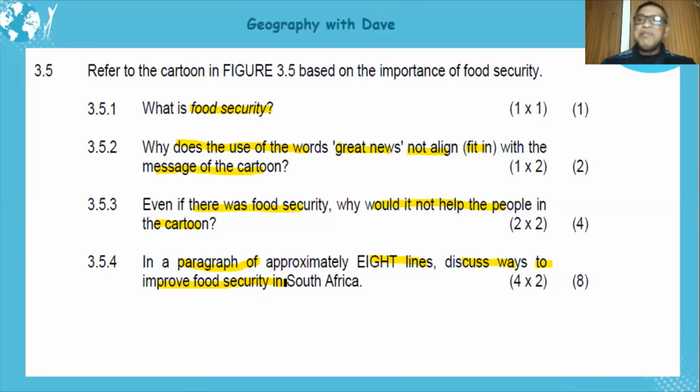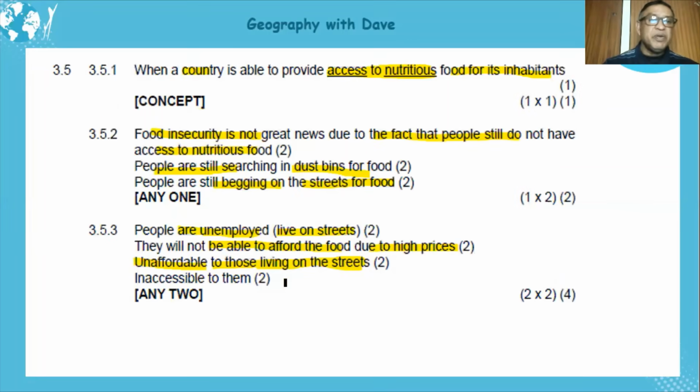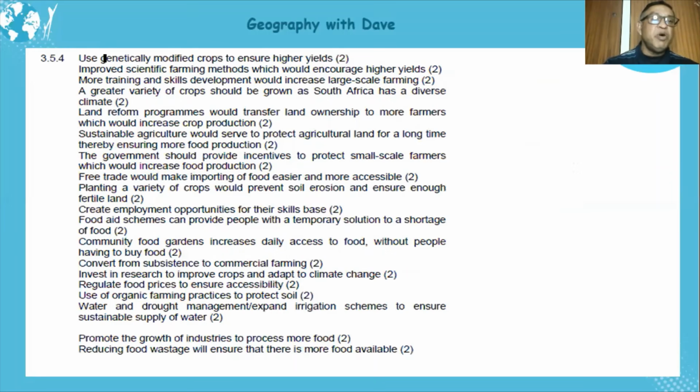So again, I'm emphasizing the point: don't have a psychological block towards paragraph questions. It's simple, I'll show it to you. Use genetically modified crops to ensure higher yields. Can you see it? You've done genetically modified crops. You've done those things of how we can overcome food insecurity. It's done in class. I've done it on slides here when I handle this question. So all those answers are there.